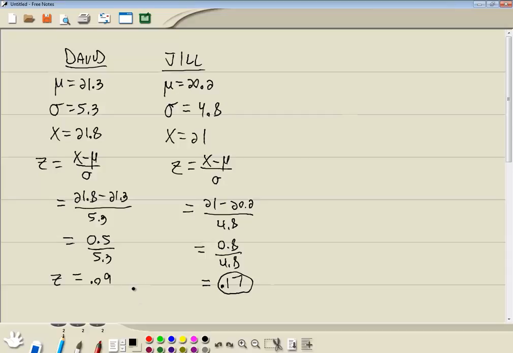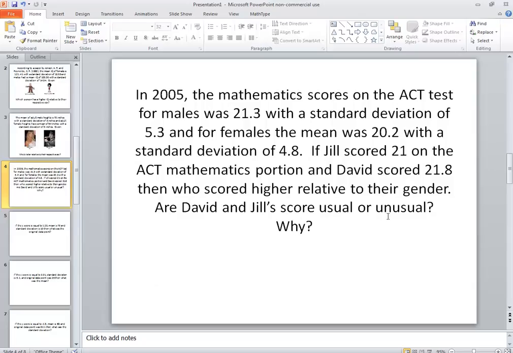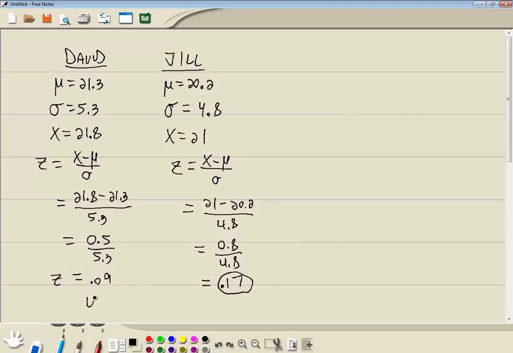Okay, now the second part, are these considered usual or unusual? Well, these are usual. Nothing special about either person, because usual, remember, falls between negative 2 and 2. And both of these are pretty well smack in the middle. So that's the reason why.